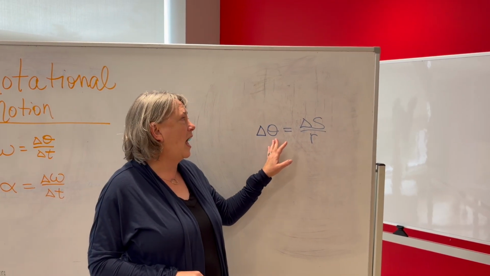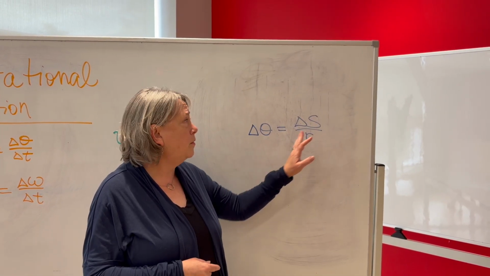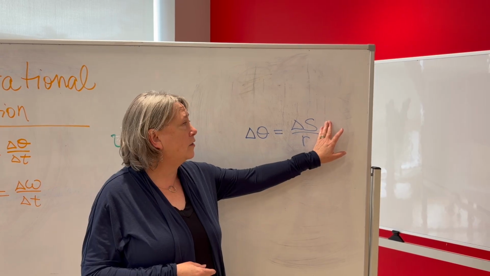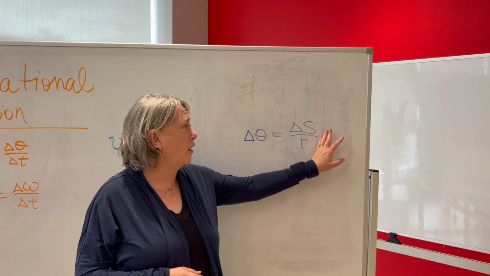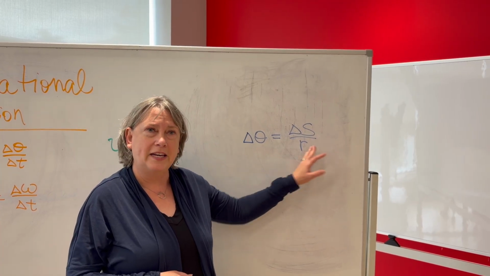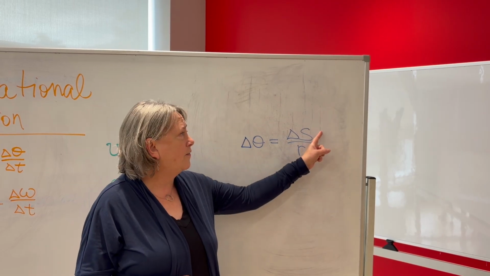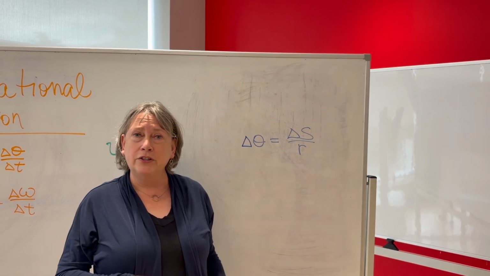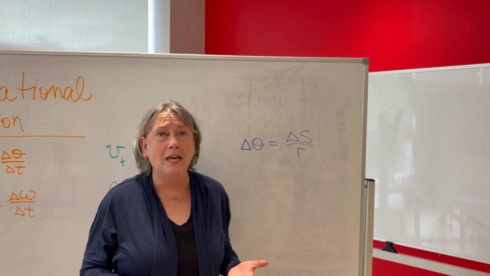And just a refresher, I know we've covered this before, but angular displacement is the angle that an object rotates through as it goes through an arc. So that this delta S is my arc length and R is my radius. So this is called the angular displacement. If these are both in, say, meters or both in centimeters, angular displacement would be in radians.